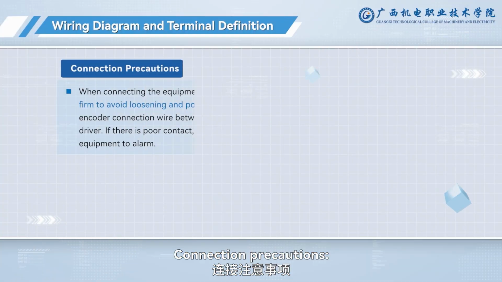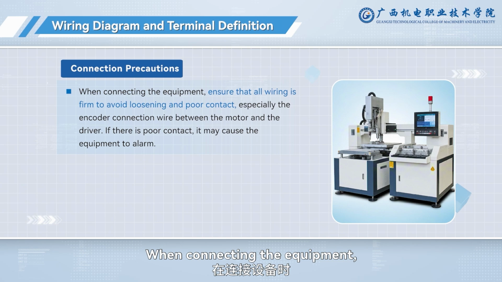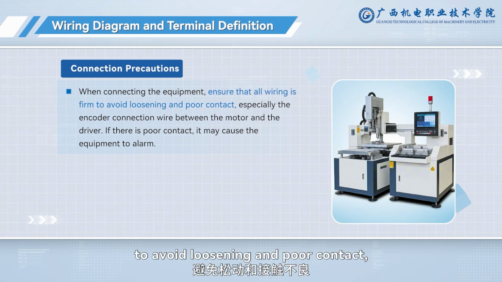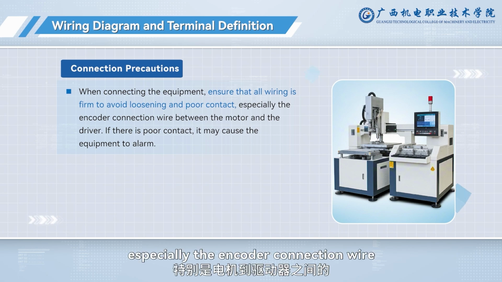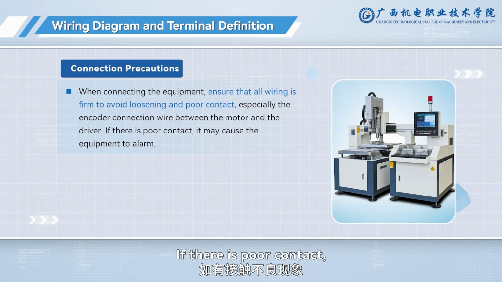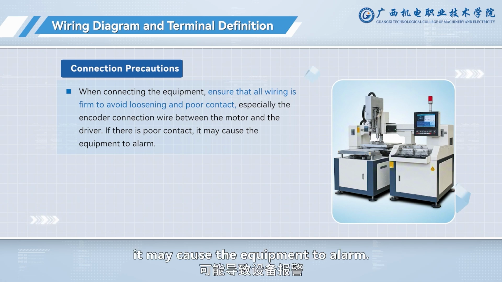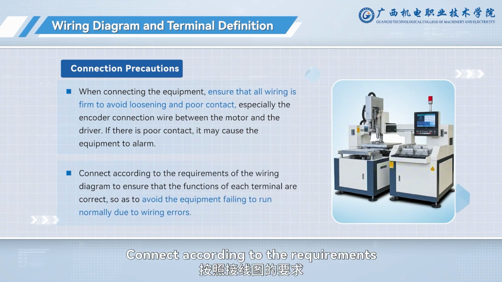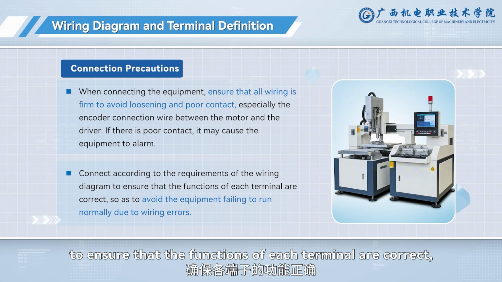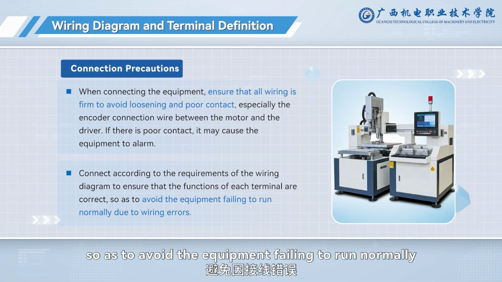Connection precautions. When connecting the equipment, ensure that all wiring is firm to avoid loosening and poor contact, especially the encoder connection wire between the motor and the driver. If there is poor contact, it may cause the equipment to alarm. Connect according to the requirements of the wiring diagram to ensure that the functions of each terminal are correct, so as to avoid the equipment failing to run normally due to wiring errors.